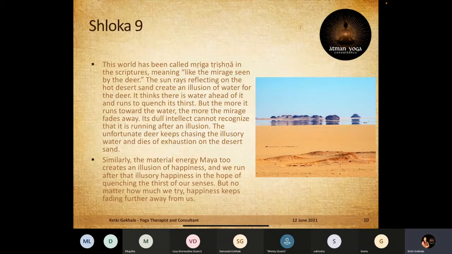Similarly, the material energy Maya too creates an illusion of happiness. We feel there is happiness in the material object, and we run after that illusory happiness in the hope of quenching our thirst, our desires, and the thirst of our senses. But no matter how much we try, happiness keeps fading further away from us. But then who knows that yogi who has established his intellect, his mind, in the absolute truth? The sthita prajna is free from all this illusion.